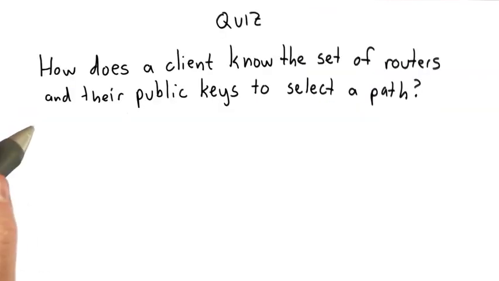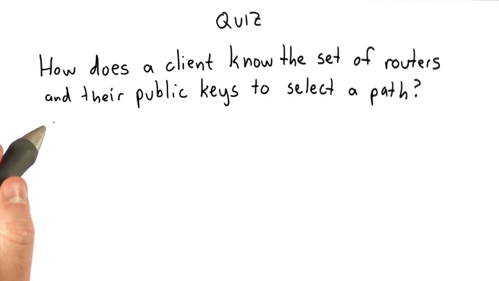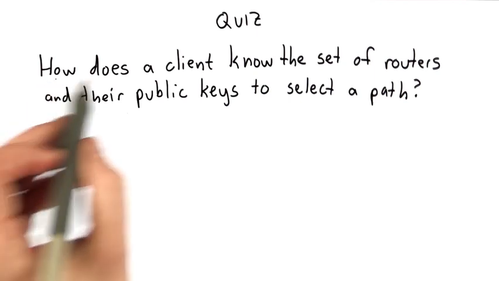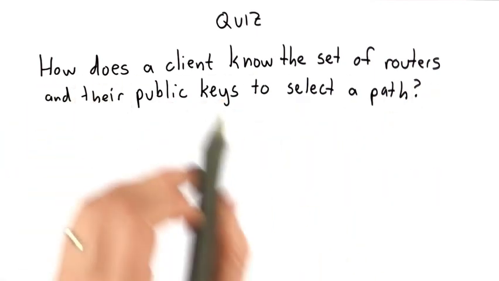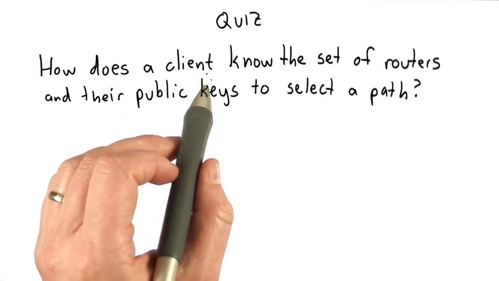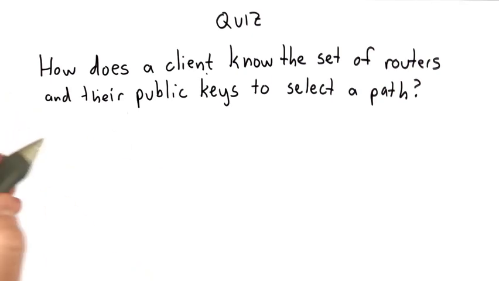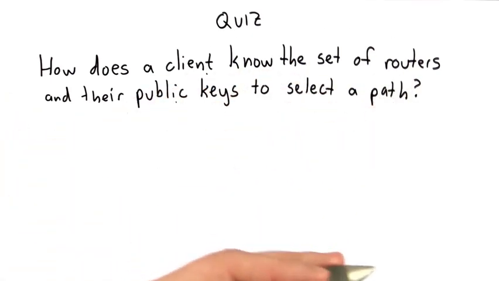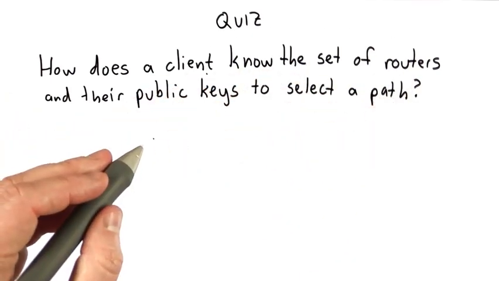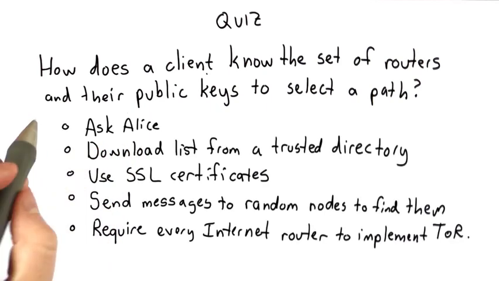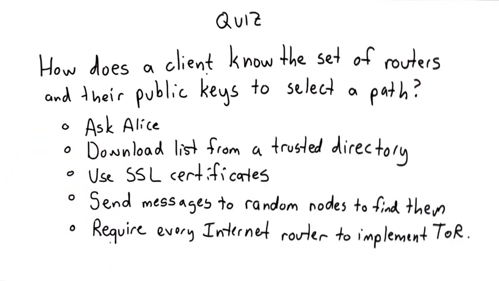So I have one more question about this, which is an important question about whether or not this can work effectively. And the question is, how does a client who wants to use Tor to communicate anonymously know that set of routers as well as the public keys to select a path? In order to send messages, the first step is to select a random set of routers. So here's some possibilities. Select the one that you think would work best.